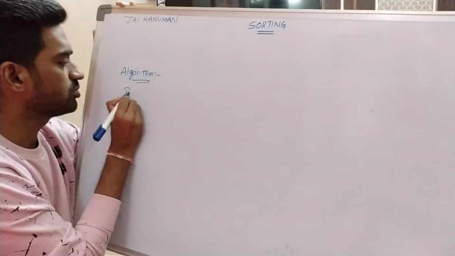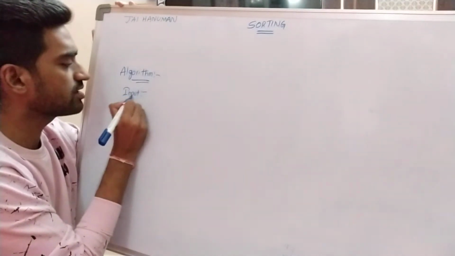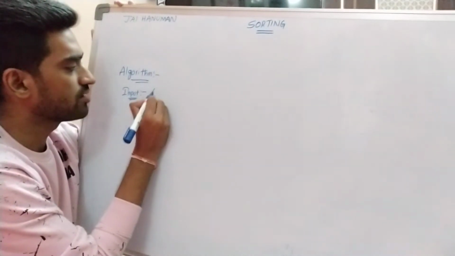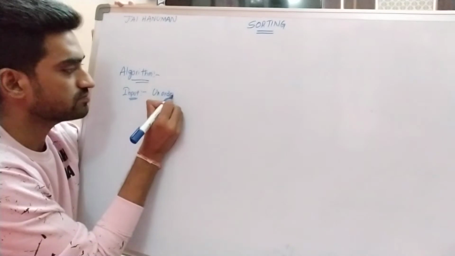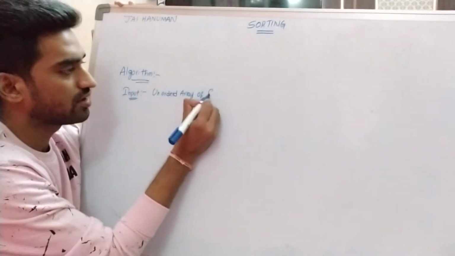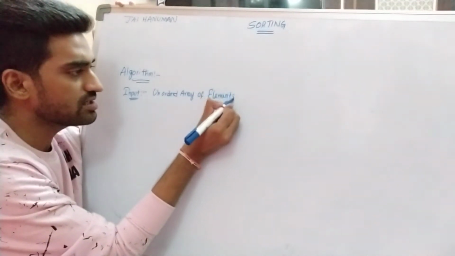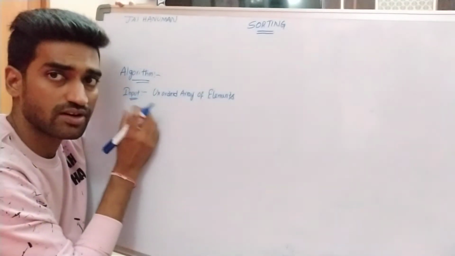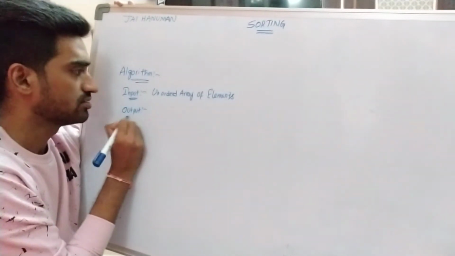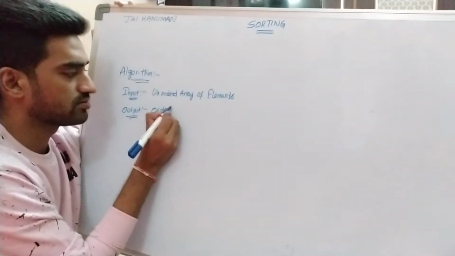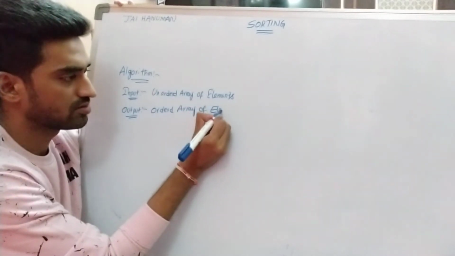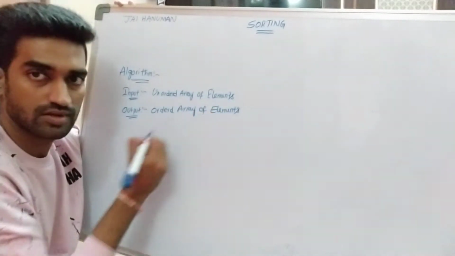One is input. For each and every sorting mechanism, we are taking an unordered array of elements. After applying some mechanism, we can get the sorted array of elements. That is our output, an ordered array of elements.